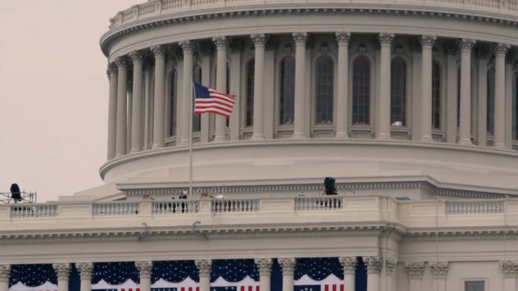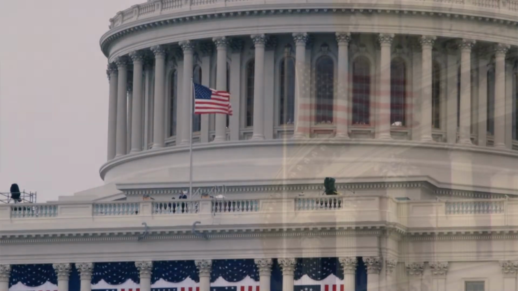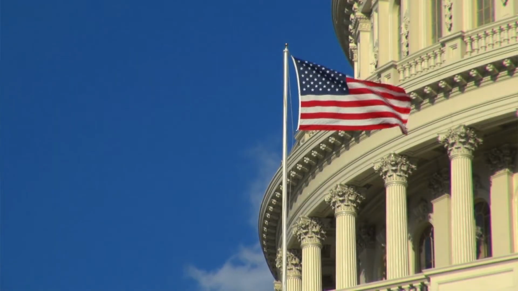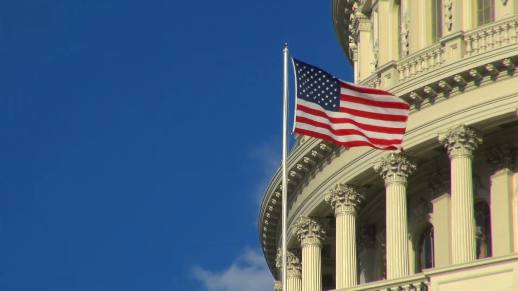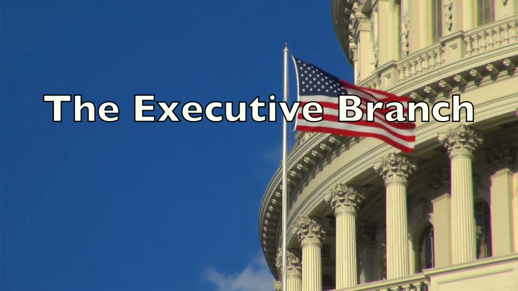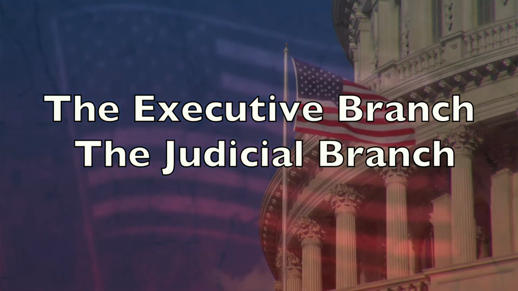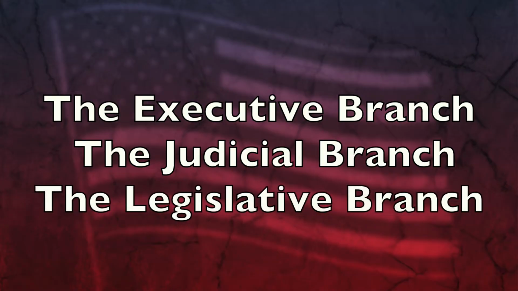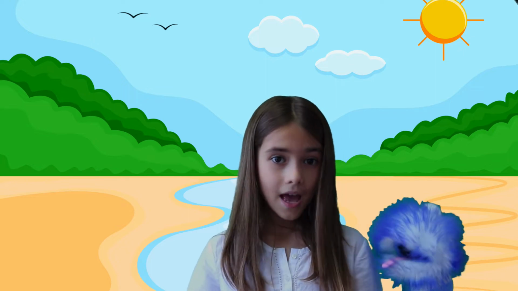The United States government, including all state governments, are divided up into 3 different branches. First is the executive branch, second, the judicial branch, and third, the legislative branch. If you think of the 3 branches being a tree, the people are its roots.